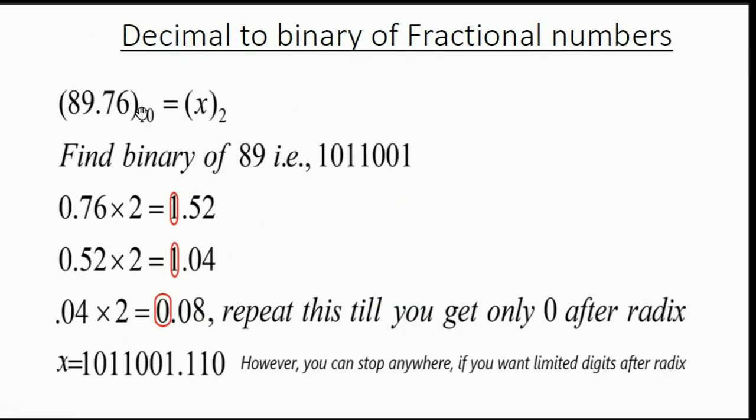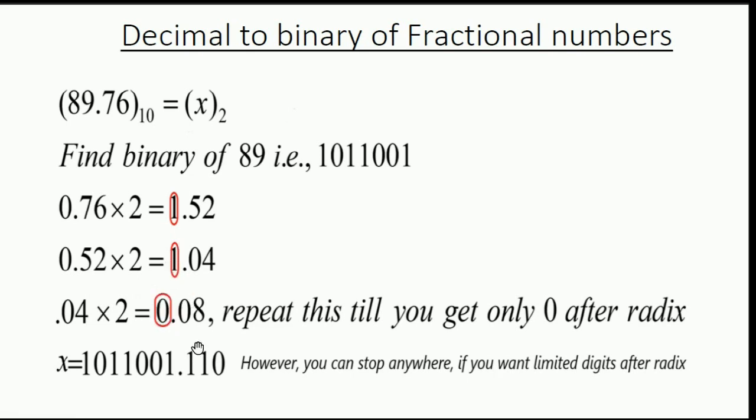Now toward the right hand side of this point, take that number, that is 0.76. 89 plus 0.76 is 89.76. So take that 0.76, multiply with 2, you will get 1.52. Now this 1, the number toward the left hand side of this point, will be used for binary number representation. Now take this 0.52, multiply with 2, you will get 1.04. Now this 1 will again be used for binary number representation. Now 0.04 into 2, you will get 0.08. So the number which is left hand side of this point is 0. This will be used for binary number representation.